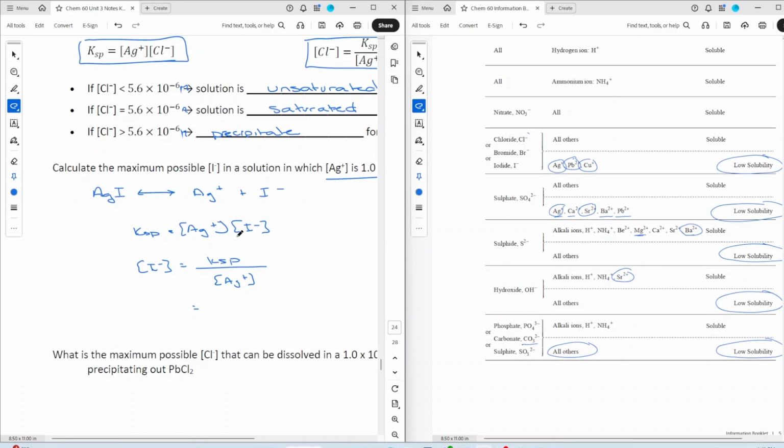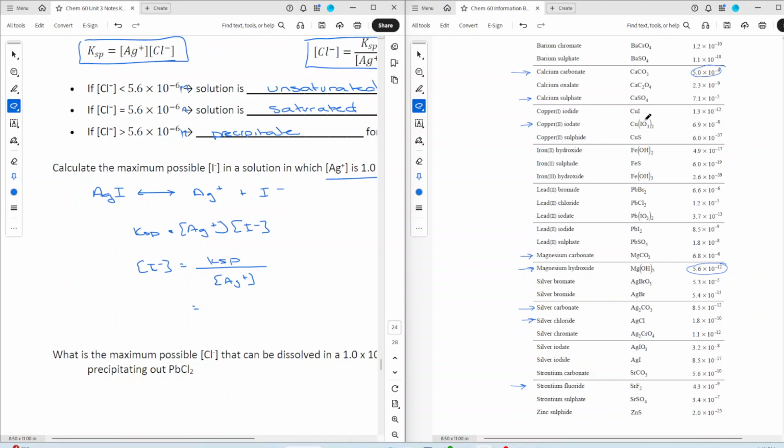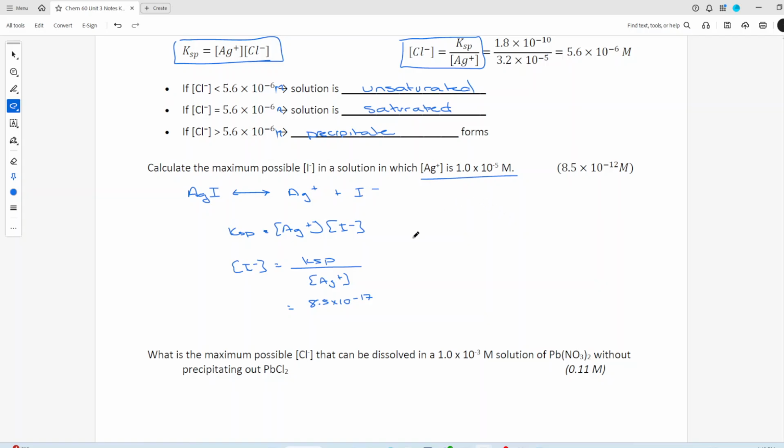I'm going to go down a page. It's funny, we have not duplicated yet. I've been keeping this page open the whole time and I've only put arrows in different things. So silver iodide has a KSP of 8.5 times 10 to the negative 17. It cannot hold a lot. That is very low solubility. And then they're telling me that the concentration of silver is 1.0 times 10 to the negative 5.